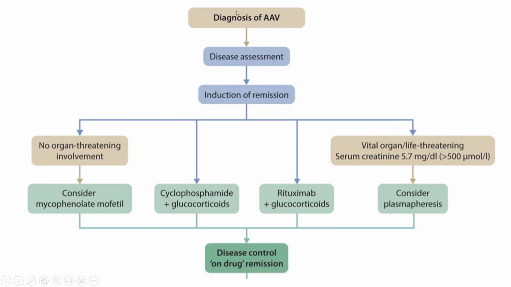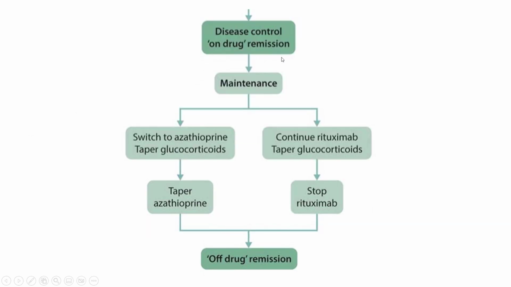So this figure is from KDIGO. If you have a diagnosis of ANCA-associated vasculitis, assess the disease, you should start with induction of remission with cyclophosphamide plus glucocorticoid or rituximab plus glucocorticoid. If you have no organ-threatening involvement, you could consider MMF. And if you have a vital organ or life-threatening condition, or serum creatinine more than 5.7, or dialysis dependence, you could consider plasma exchange. If the patient is controlled or in remission, you can start maintenance therapy.